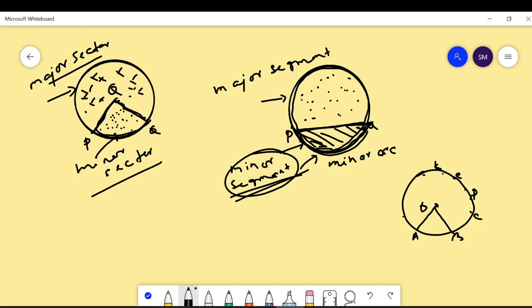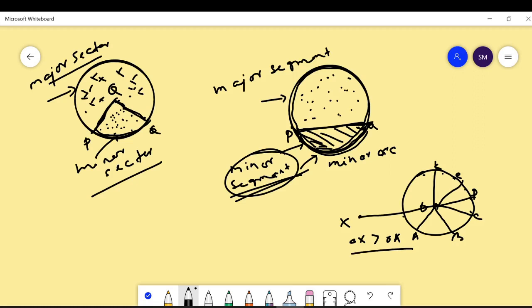OA, OB, OC, OD, OE, OF are called the radii of the circle. A point whose distance from the center is greater than the radius lies in the exterior of the circle. Suppose here is a point X, then this is OX. OX is greater than OA, which means OX is greater than the radius. This means X lies in the exterior of the circle.